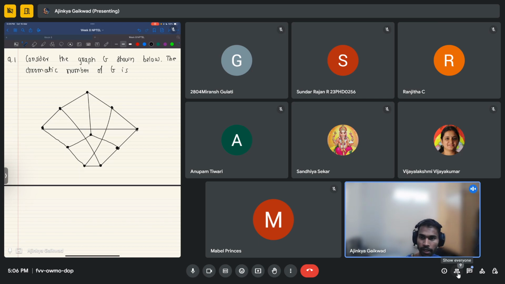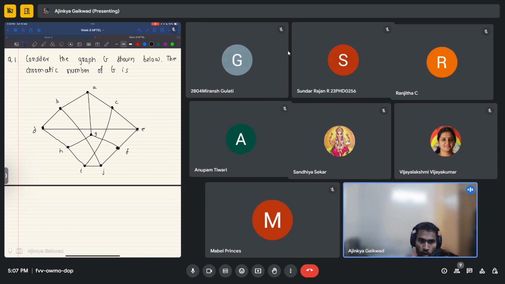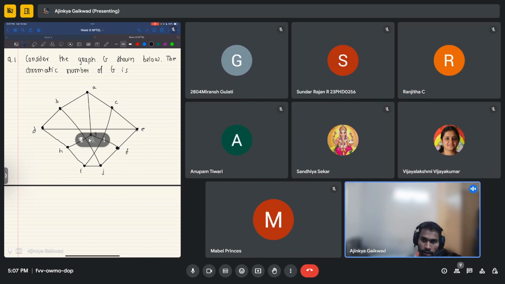Okay, so here is a graph G. Let me just write down the names of the vertices. What you have to do is determine the chromatic number of G. Those of you who know what chromatic number is, you can start thinking about it. If there is anyone who doesn't know what a chromatic number is, you can write it in the chat and I will explain. And if all of you know, then please start thinking about it.